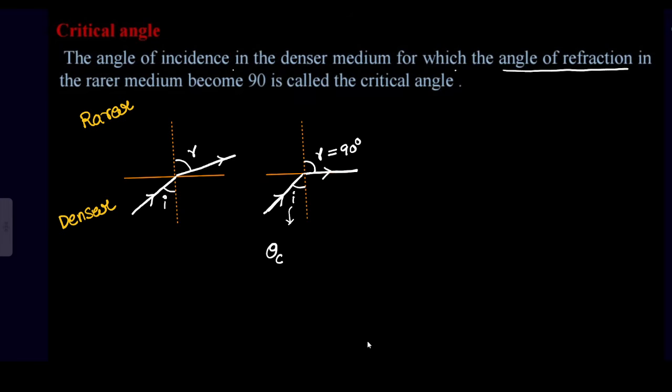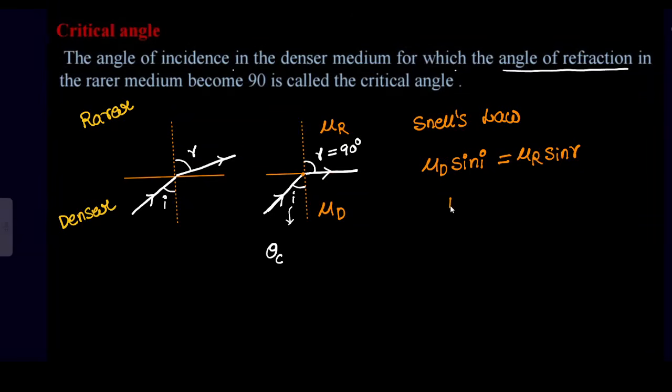Now let's analyze the critical angle formula. This is the denser medium, so the refractive index I'm calling mu d. This is the rarer medium refractive index, we're calling it mu r. So let's apply Snell's law. Now when we apply Snell's law, mu d into sine of the angle of incidence i is equal to what? Mu r into sine of the angle of refraction r.